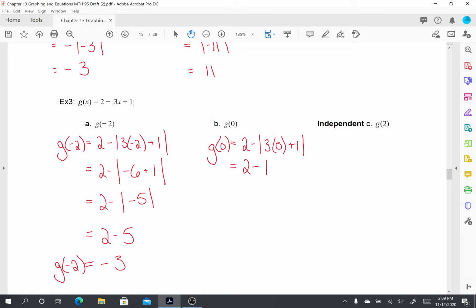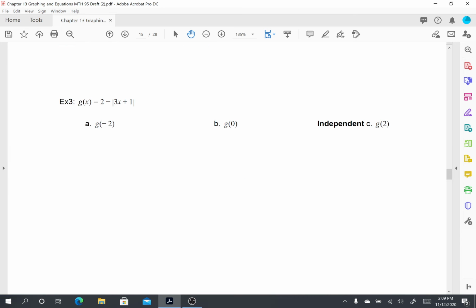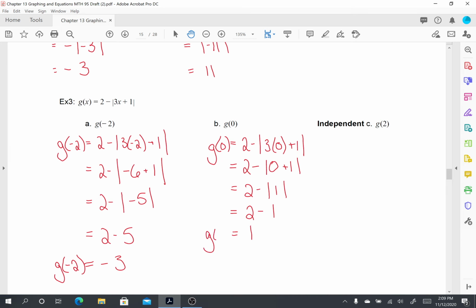So now we've got 0 plus 1. Absolute value of 1. How far is 1 away from 0? It is 1 away from 0. So now we end up with 2 minus 1, which is 1. G of 0 is 1.